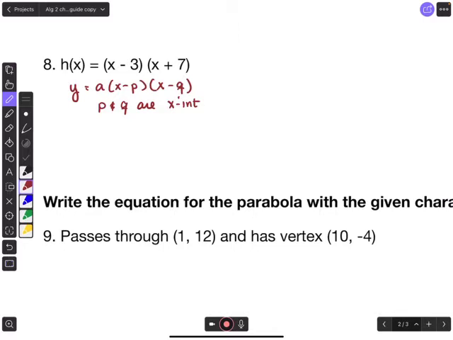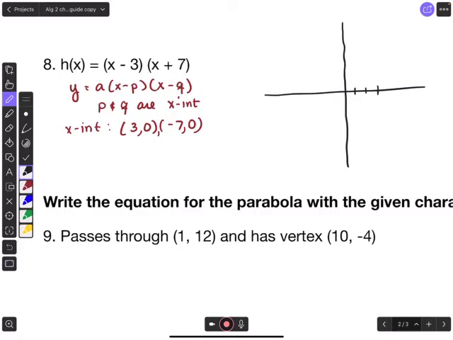Let's write those down. X-intercepts. 3, 0, and -7, 0. Ordered pairs. Okay. The y has to be 0 so that we're on the x-axis. So if you're trying to graph this thing, you can do it real quick. 1, 2, 3, 3, 0. X-intercept, -7, 0, 2, 3, 4, 5, 6, 7, -7, 0. So we know this parabola has to go through those 2 points.